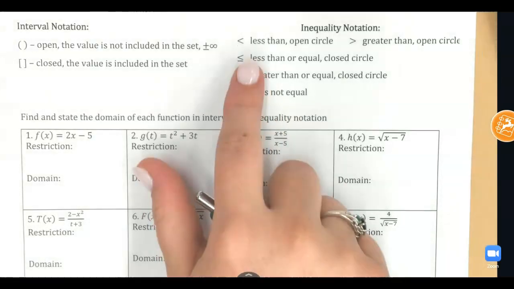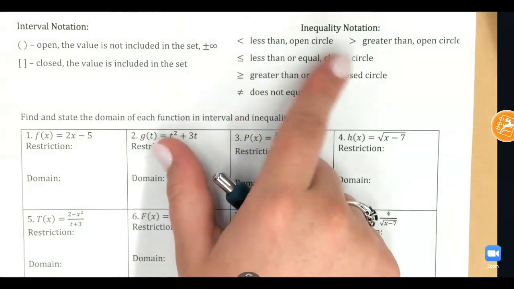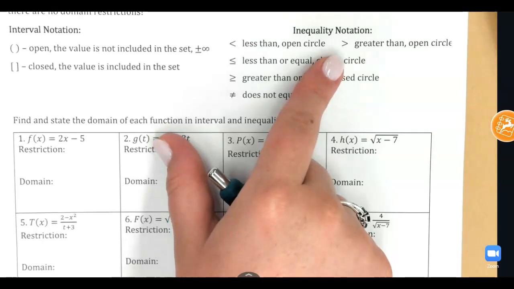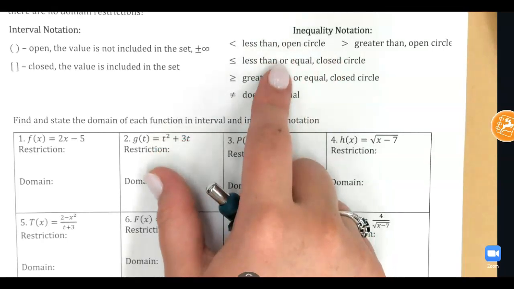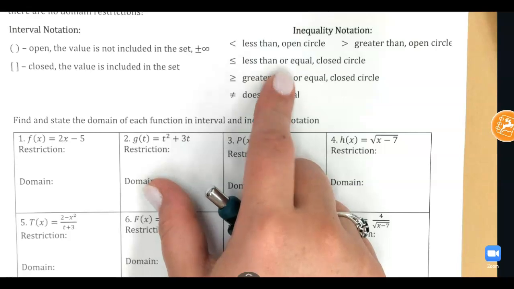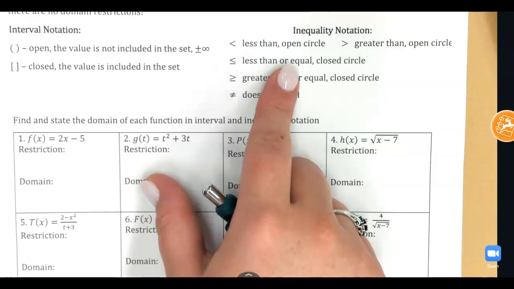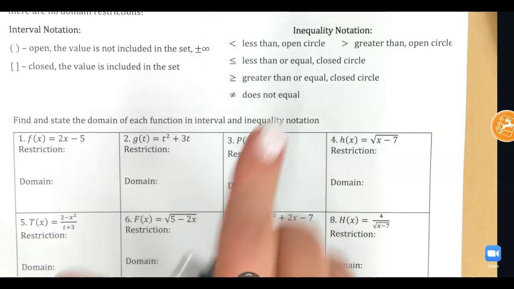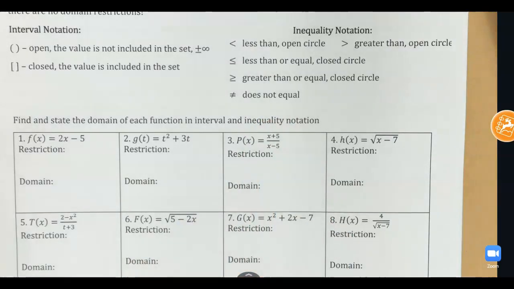Inequality notation, you've got your less than or greater than. That would kind of correspond to a value that would be with a parentheses. Again, less than or equal to, greater than or equal to, that would be a closed circle or a bracket. Or if there is simply one value that's excluded, I can just say x does not equal that number. And then I would know that every other number is valid.